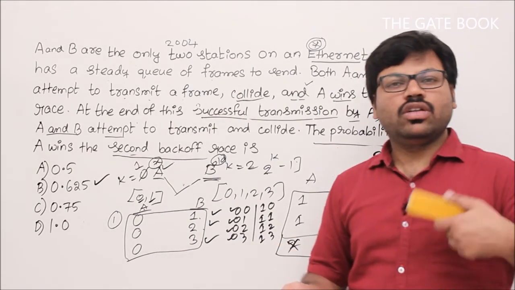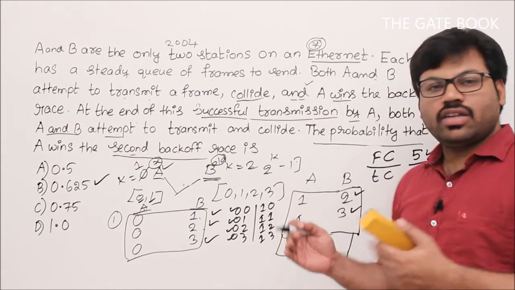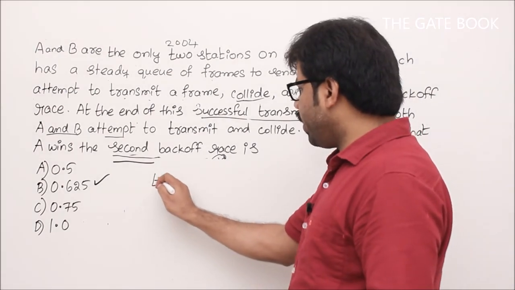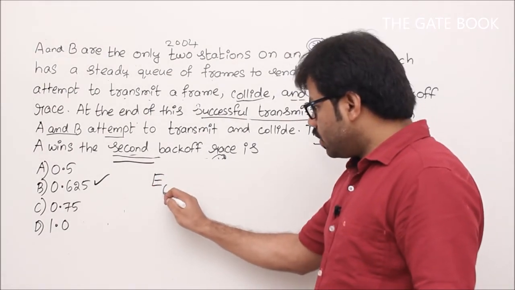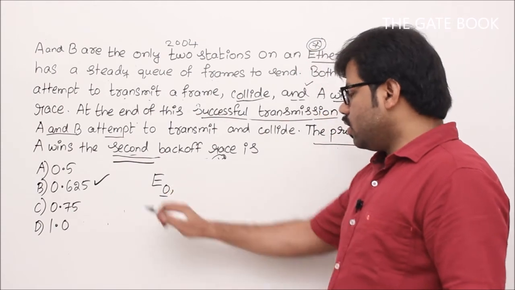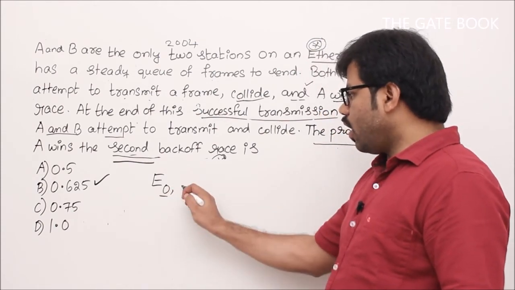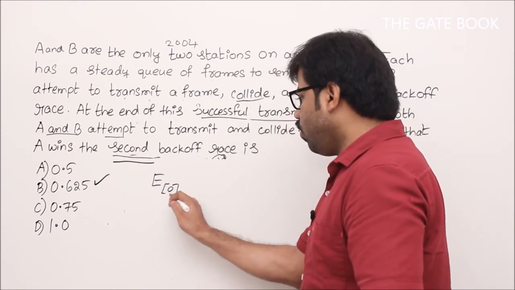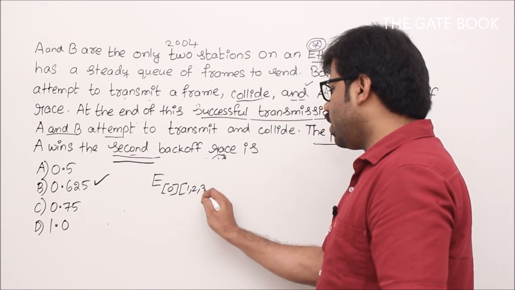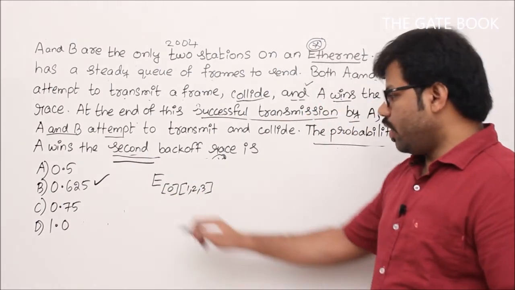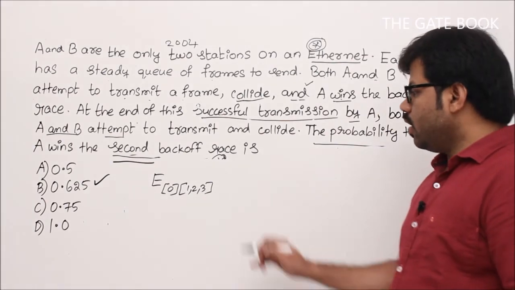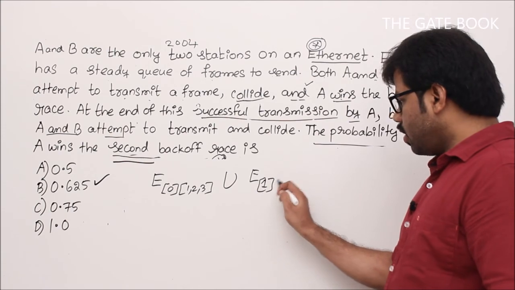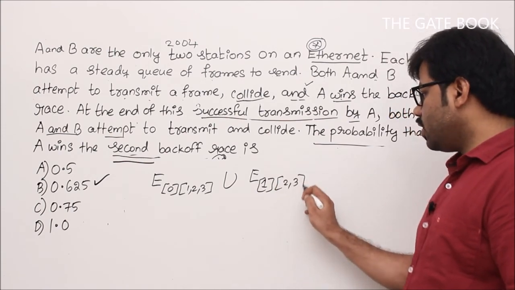In method number 2, a little bit formal, we try to construct events. The second model is like this. We write 2 events. Event number 1 is where A gets 0 and B gets 1 or 2 or 3. The meaning of this event is where A gets 0 and B gets 1 or 2 or 3. Otherwise, another event should occur. What is that? Where A gets 1 and B gets 2 or 3. Then only A is going to win the game.